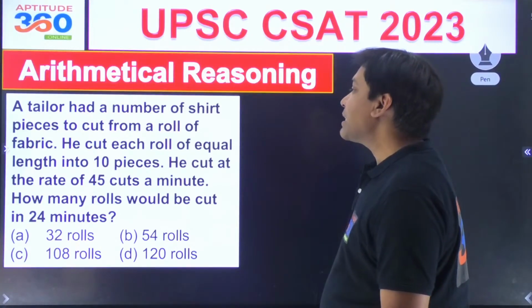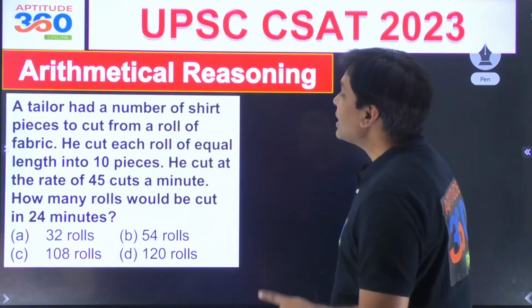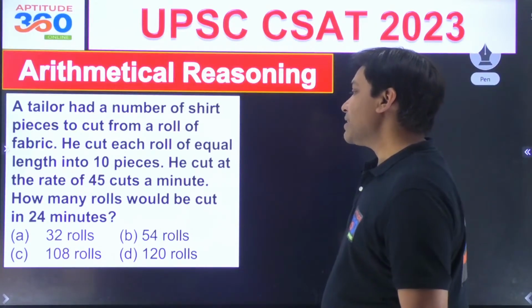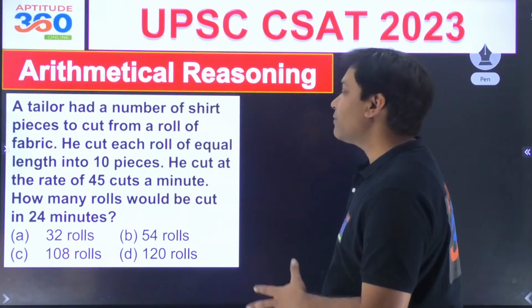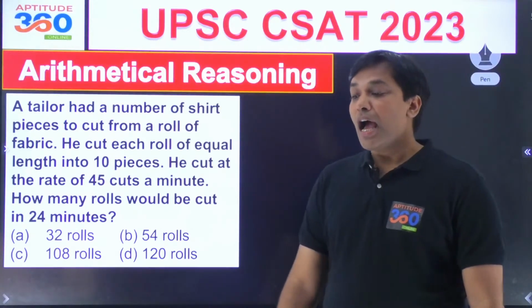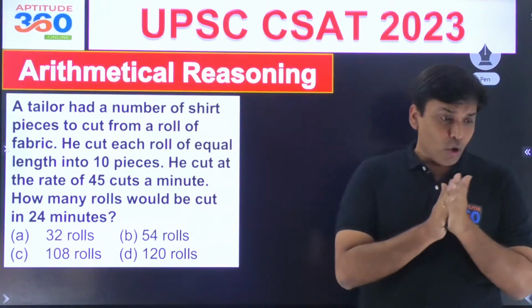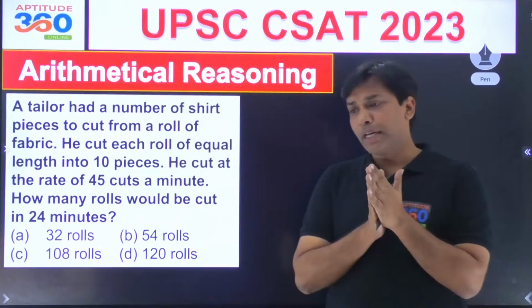A tailor had a number of shirt pieces to cut from a roll of fabric. He cut each roll of equal length into 10 pieces. He cut at the rate of 45 cuts a minute. How many rolls would be cut in 24 minutes? फटाफट से आंसर दे दो भाई. Make it fast. We are running late for our topic.